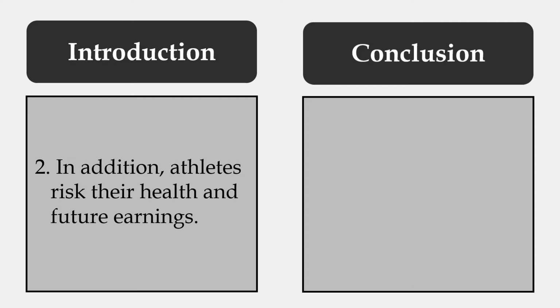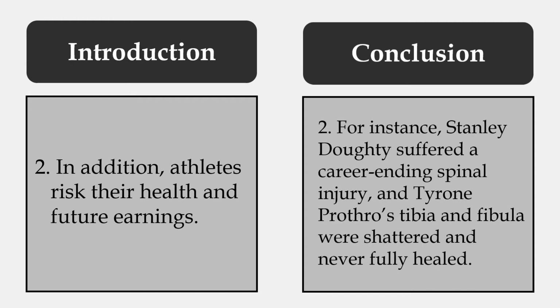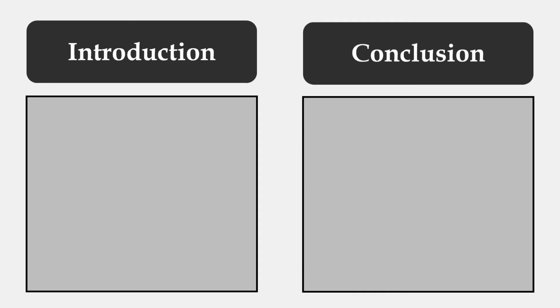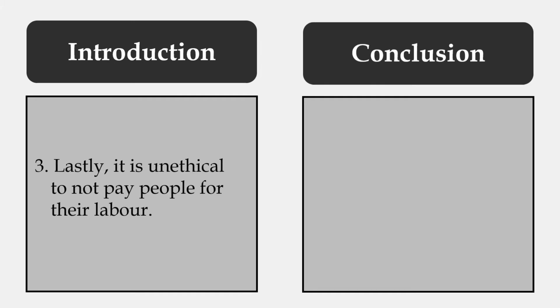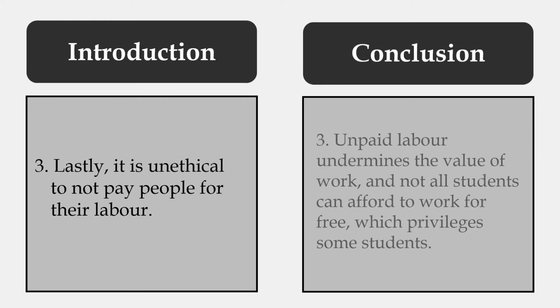Again, in the introduction, we will leave it at that, but in the conclusion, we want to demonstrate that we've proven this. For instance, Stanley Doherty suffered a career-ending spinal injury, and Tyrone Prothrow's tibia and fibula were shattered and never fully healed. Finally, we might say, lastly, it is unethical to not pay people for their labor. In the conclusion, we would add, unpaid labor undermines the value of work, and not all students can afford to work for free, which privileges some students.